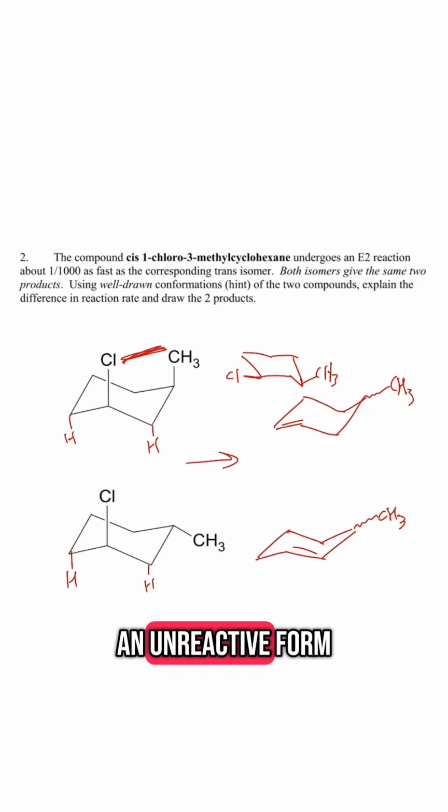However, this is an unreactive form because the chlorine is not in the axial position where it can then undergo the E2 elimination. So the form that it prefers to exist in is non-reactive. So only rarely, when it doesn't exist in this form, will it react. This one, however, has no 1,3-diaxial interactions, is much more stable, and is readily reacting. So this is why the trans reacts that much faster. It's 1,000 times faster.